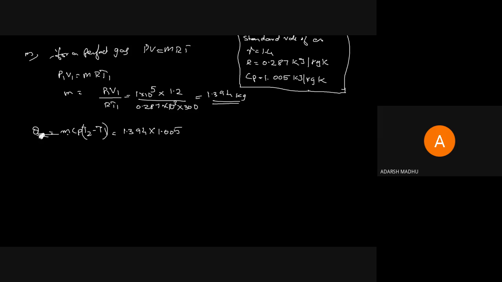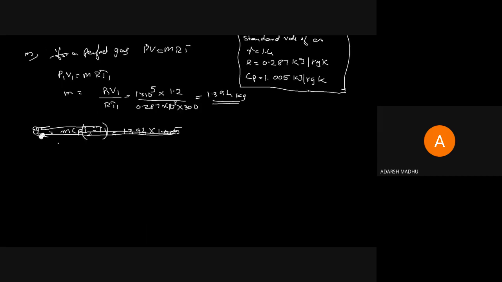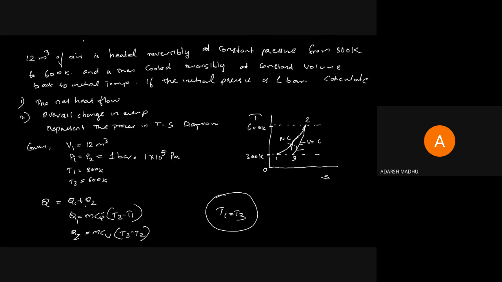There is another method to find the value. We know that Q equals Q1 plus Q2. So we can directly substitute the values for Q1 and Q2. That is Q equals MCp T2 minus T1 plus MCv T3 minus T2. This is the equation, Q equals Q1 plus Q2.